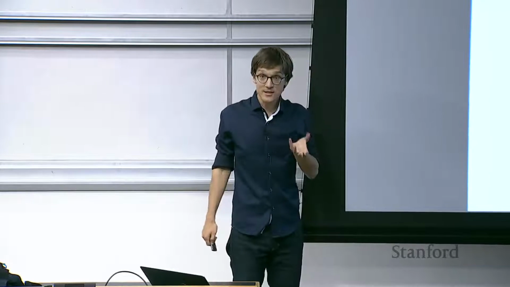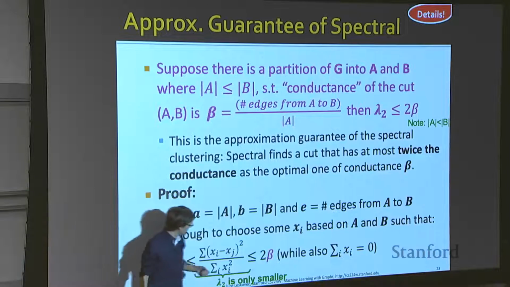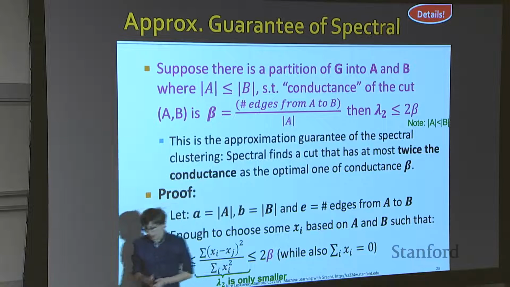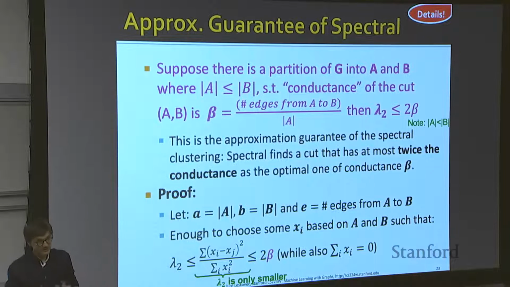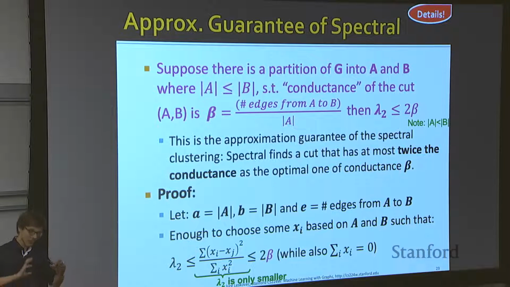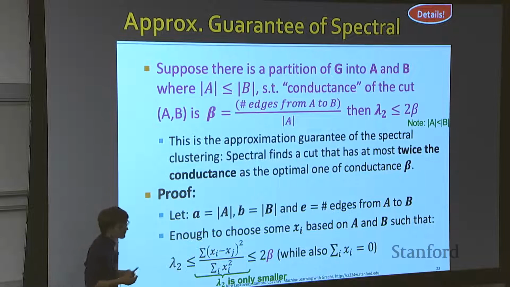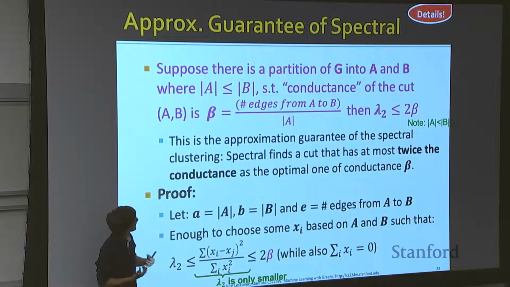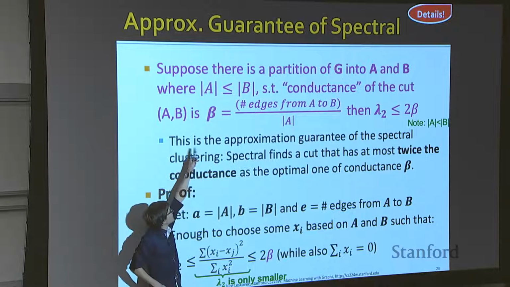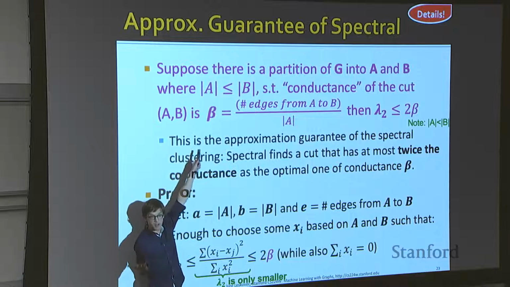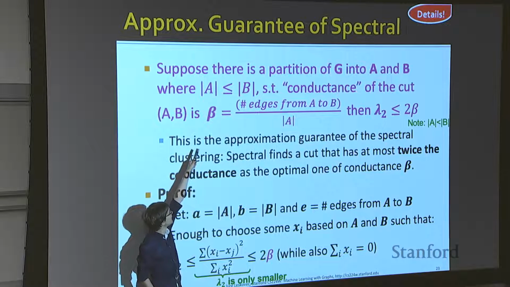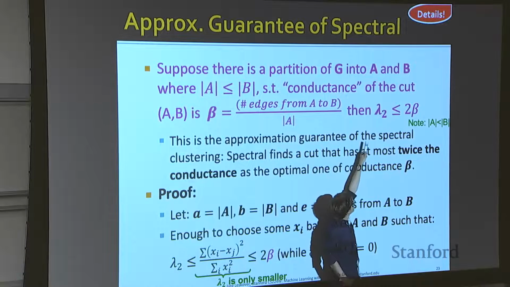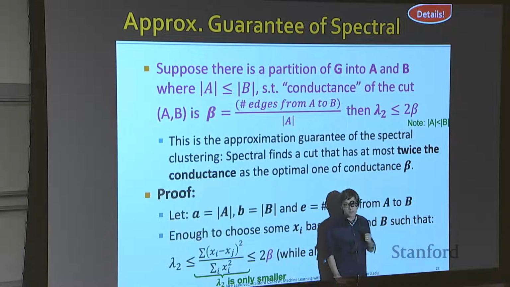And why is this important? This is important because there is a beautiful theorem, again, proof follows, where you can show that this type of spectral clustering of the graph Laplacian will give you a near optimal solution. Essentially what this is saying is, if in the graph there exists a cut of conductance beta, now remember we defined conductance at the beginning of the lecture, then lambda 2 will be smaller than 2 times beta.